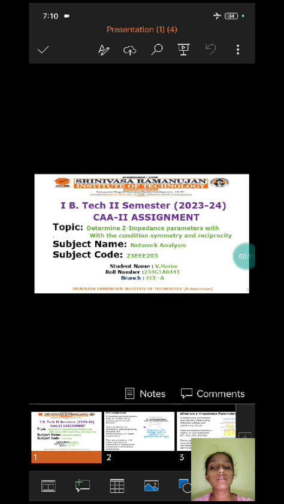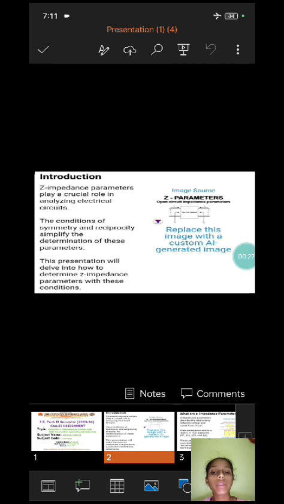And today's topic is to determine the Z impedance parameters with the condition of symmetry and reciprocity. I am pursuing first BTech in the second semester, and the subject code is 23888203 and the subject name is network analysis. And the first slide is the introduction of the Z parameters.